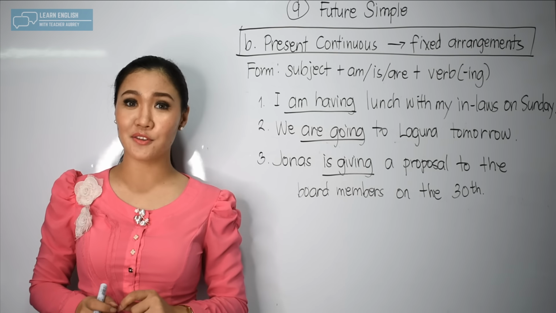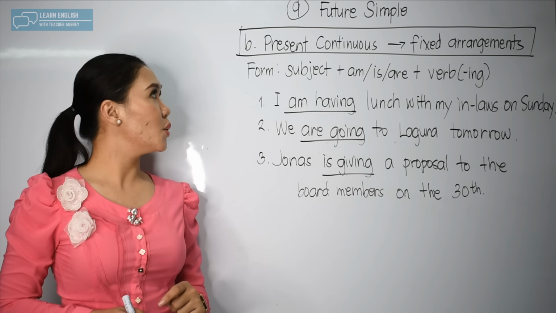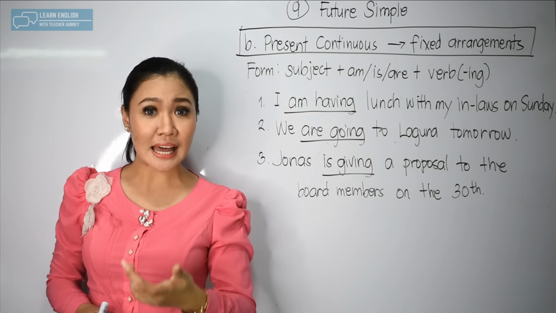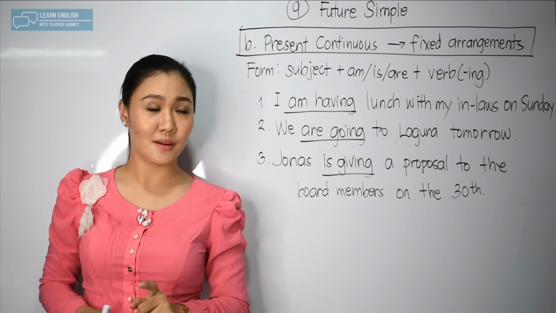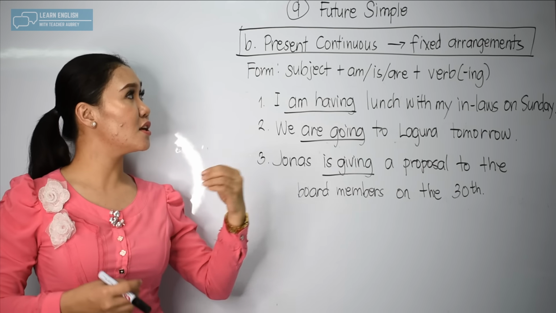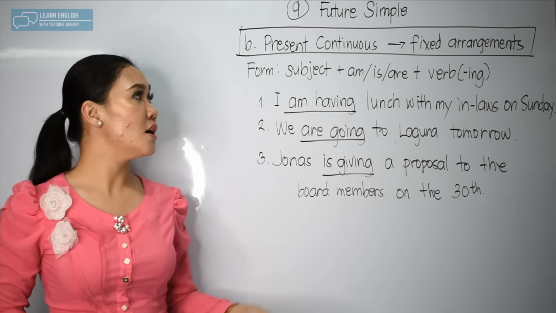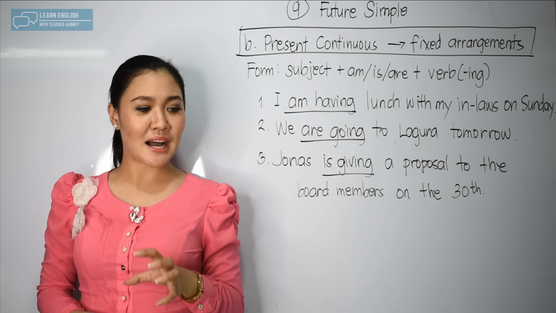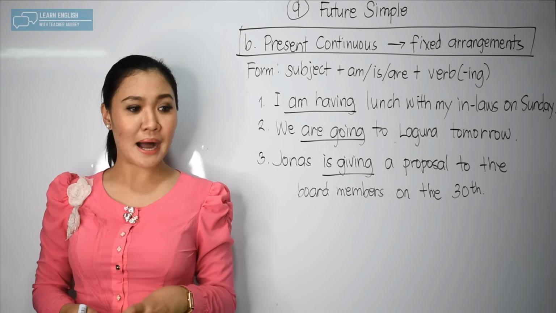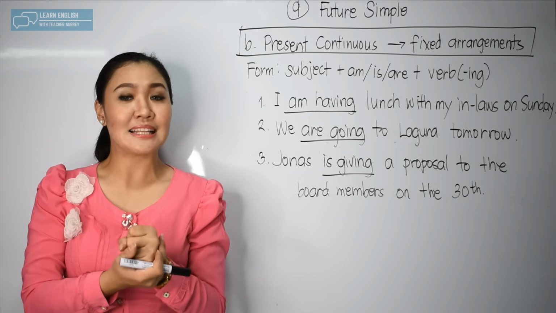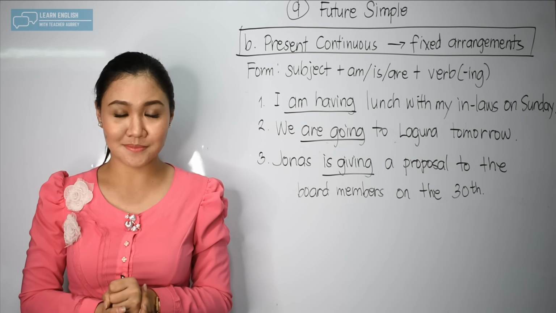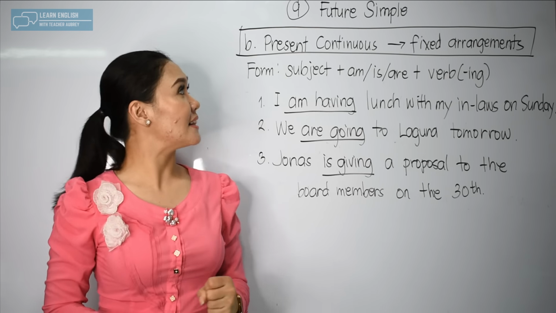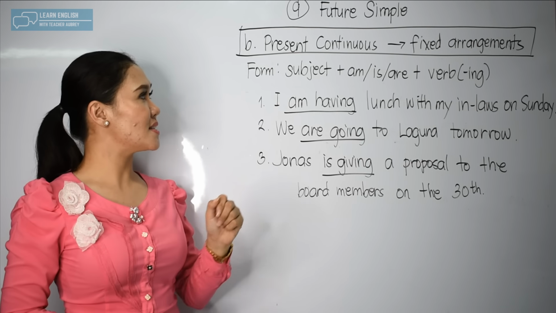Let us now have the second form of our future simple, which is the present continuous, or yung nilalagyan nga ng ing sa verb. Okay? Ginagamit itong present continuous form of the future simple for fixed arrangements. Ibig sabihin, sa mga kilos o mga bagay na may tiyak ng panahon kung kailan gagawin. Okay? Tingnan natin itong paraan kung paano mag-formulate ng ating future simple using present continuous.